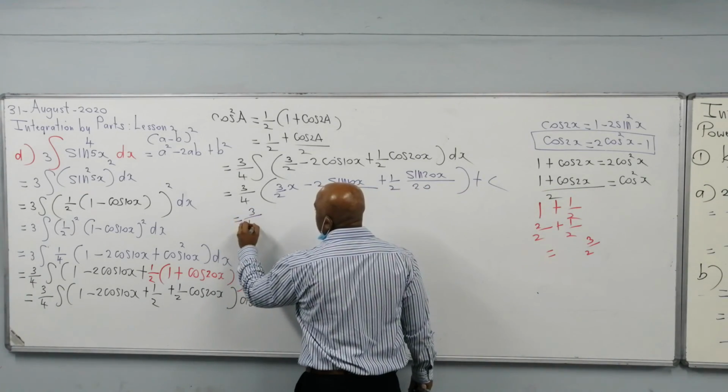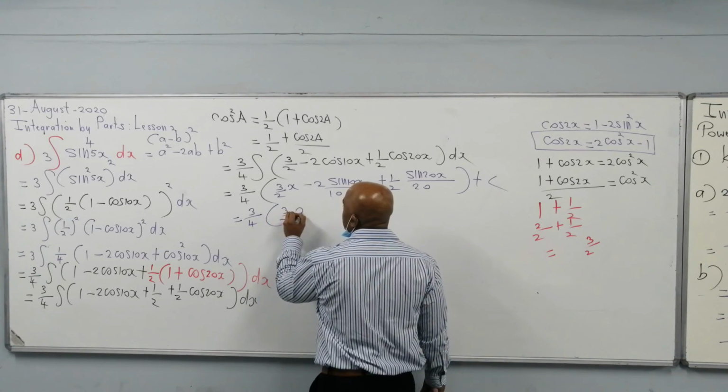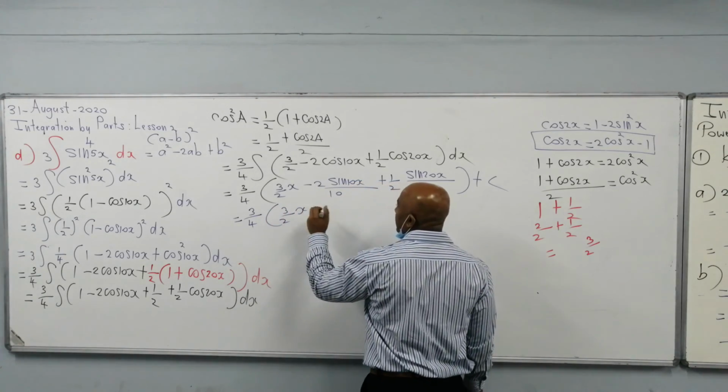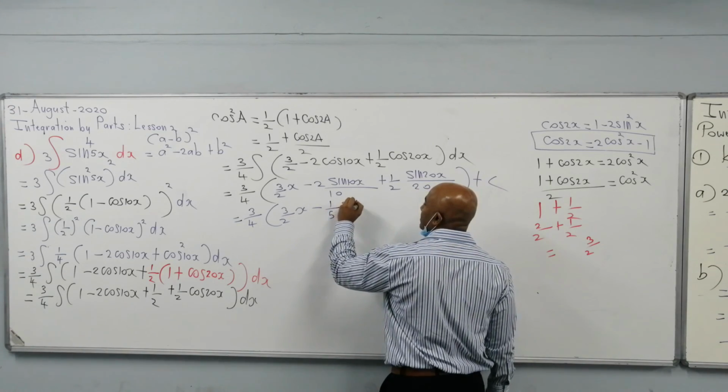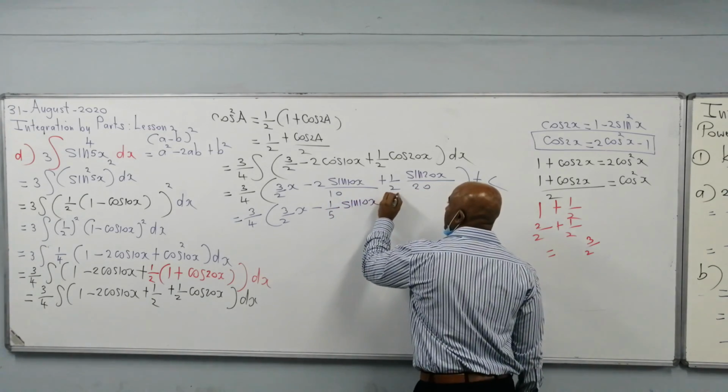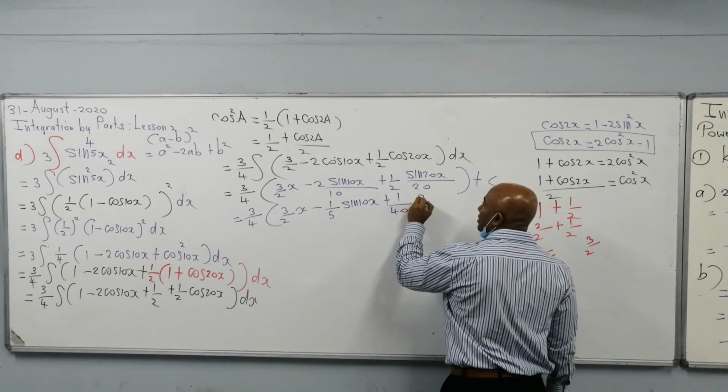So I'm just simplifying my answer. That's going to be 3 over 2x minus 2 over 10. That's going to be the same as 1 over 5, and 1 over 40.